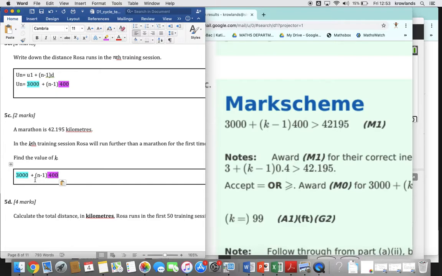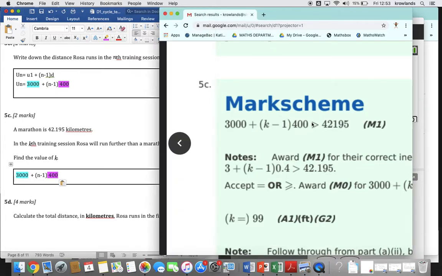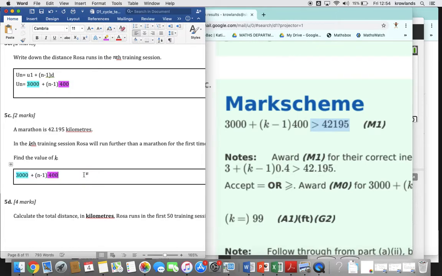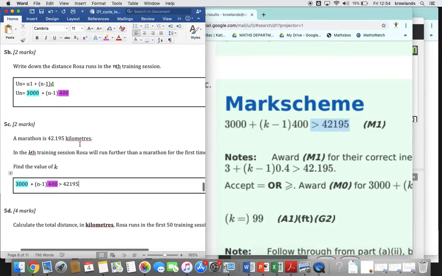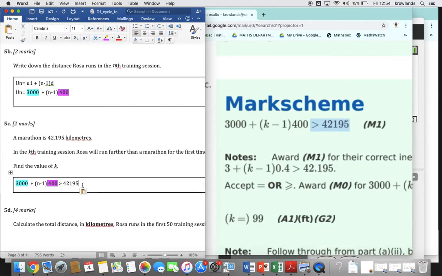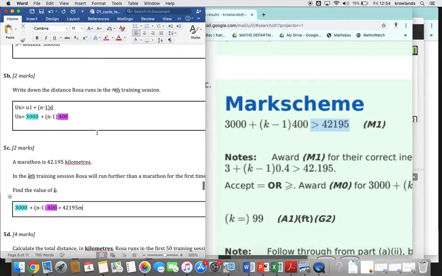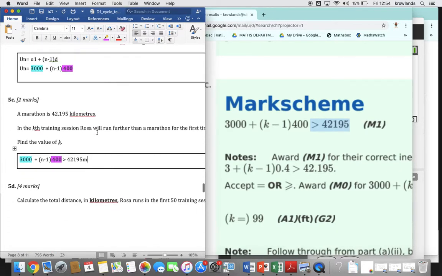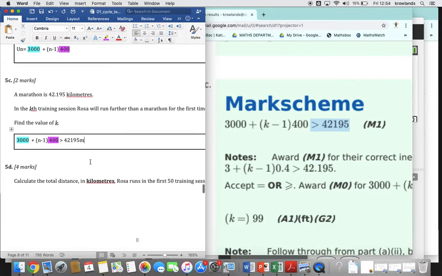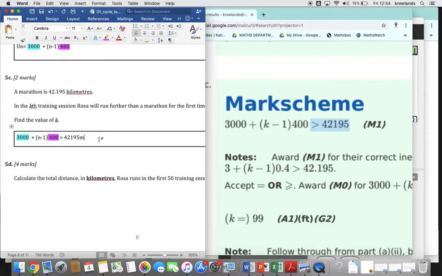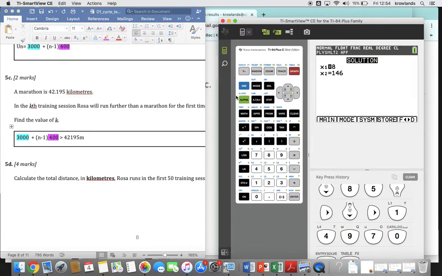So if it's greater than a marathon, we're going to use an inequality sign. So I'm going to copy this over. So we're going to say it's bigger than 42195. And this person's actually written it in metres because the previous parts of the question are in metres. So you need to translate this into metres. And all you need to do then is work out when this happens on the calculator.